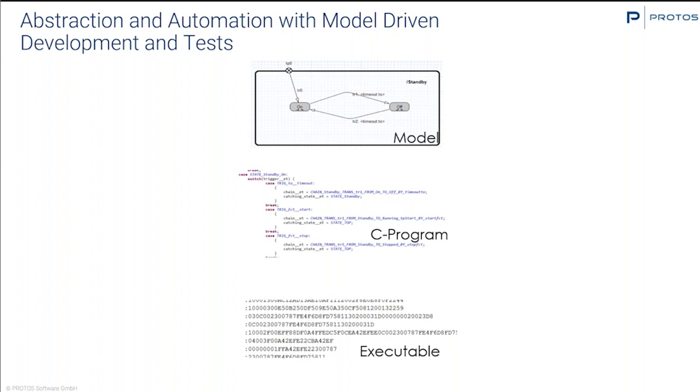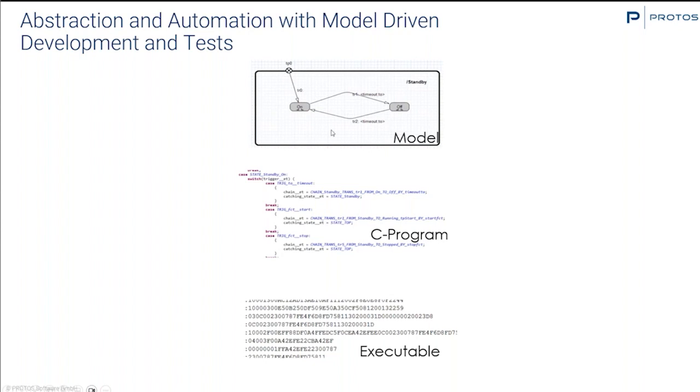So what does my system do? This can be done much better on a higher level of abstraction. I leave away the implementation details. I don't care about what the implementation for a state machine looks like if I want to discuss functionality with my customer or with the system specialist, or requirements and so on. So that's a state machine.